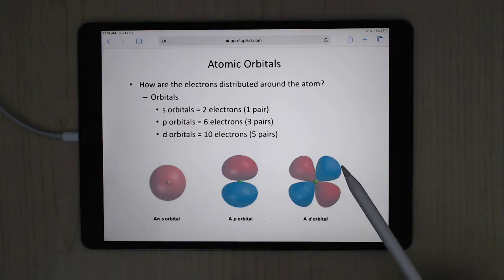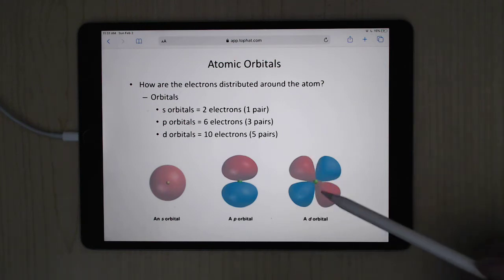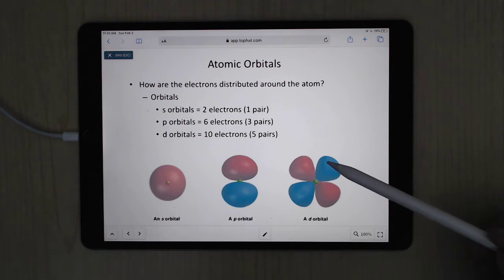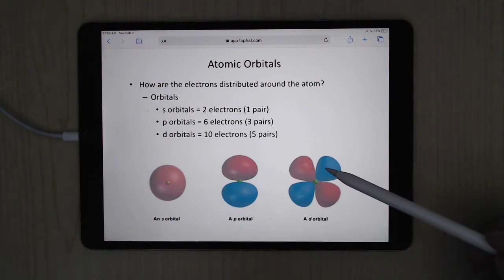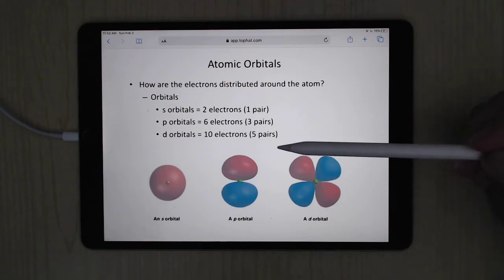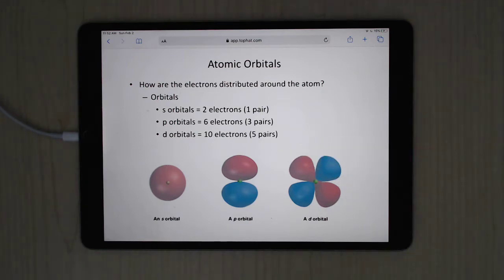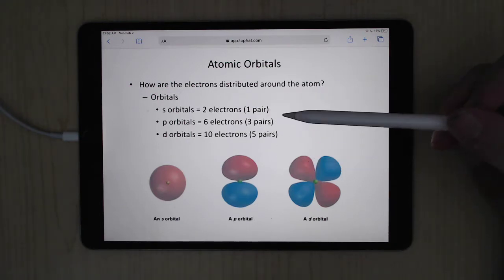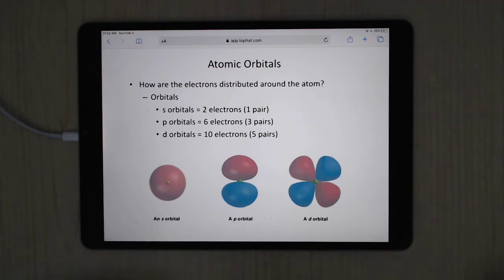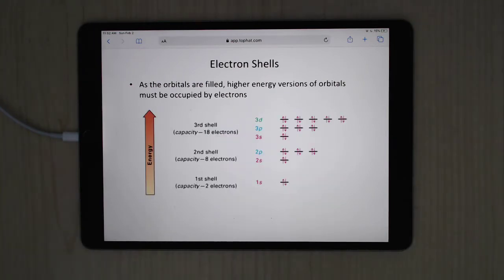D orbitals, there are 5 different types. They're kind of cloverleaf shaped, and there are some other shapes too. For that, you can have 5 pairs of electrons, or 10. And with the f orbitals, there are 7 different types. Each one of those can have a pair of electrons, so 7 pairs or 14. And notice how it goes 1, 3, 5, 7. They're an odd number of types of orbitals. Just a little quirk.